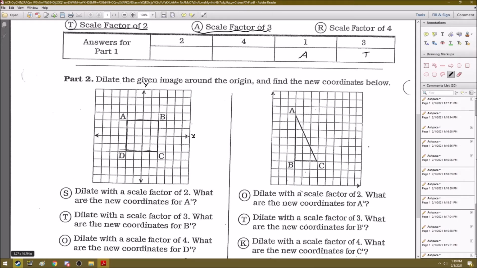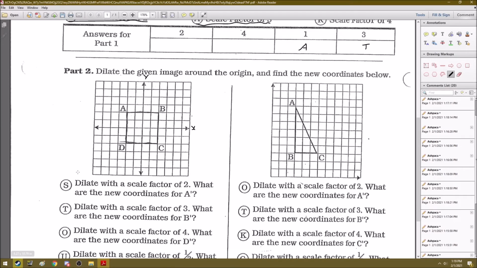So let's take the first one here. So S, so the letter S corresponds with the coordinates of A prime, so where A ends up.